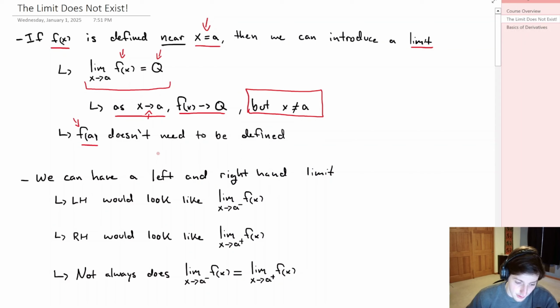Now in addition to this, we can have left and right hand limits. So we would have a left hand limit that would follow a similar format, except now instead of a, we have a with a little minus sign up here. So that minus sign represents coming from the left. And then we have a right hand limit. Again, similar format, except we get a plus sign, and now the limit is coming from the right. Now it's not always the case that the limit from the left is equal to the limit from the right.